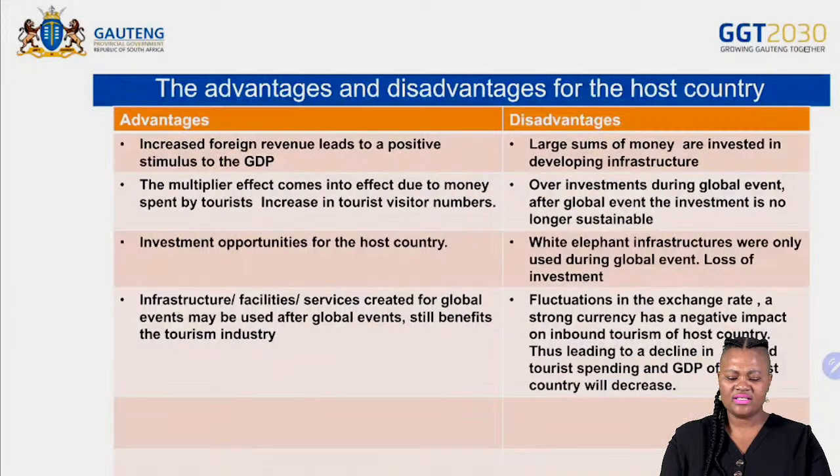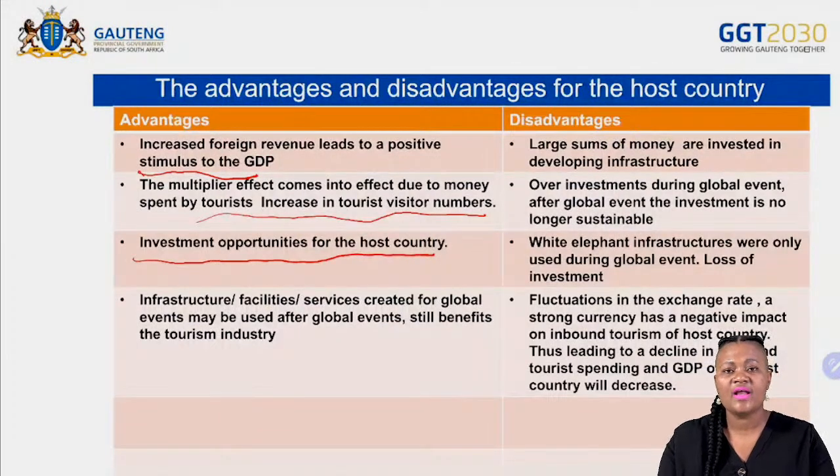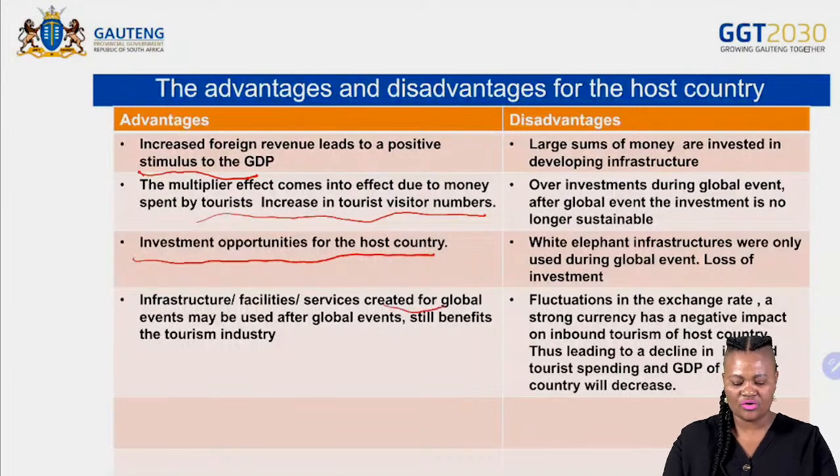And then the advantages and disadvantages for the host country. The advantages over here include foreign revenue, which leads to a positive stimulus to the GDP. The multiplier effect comes into effect due to money spent by tourists, an increase in tourist visitor numbers. Investment opportunities come by for the host country. Infrastructure or facilities created for global events may be used after events, and that still benefits the tourism industry.